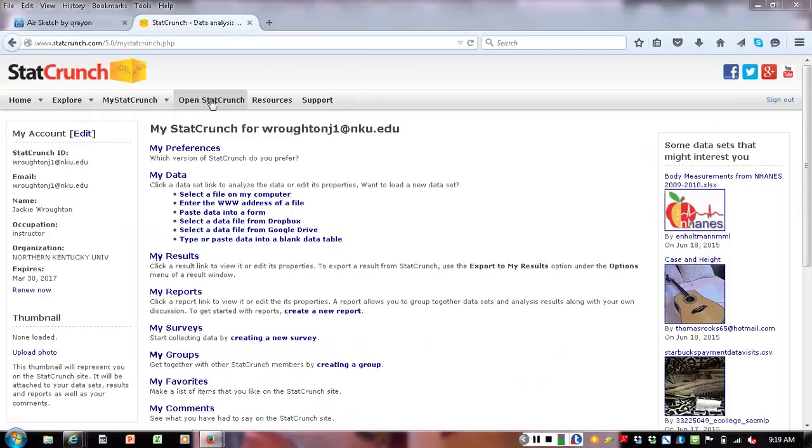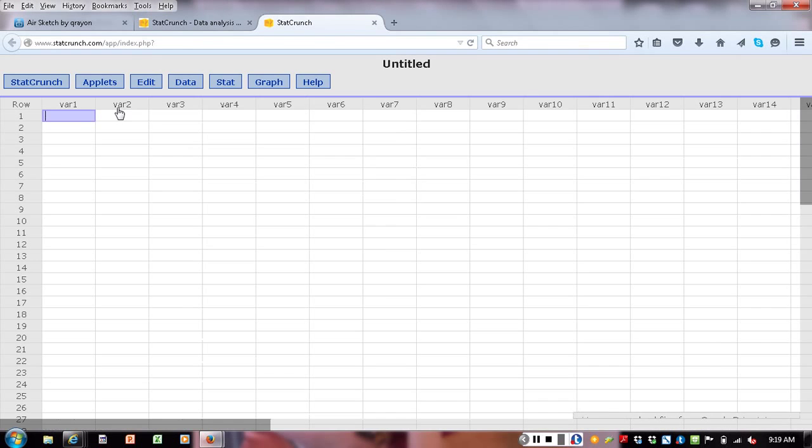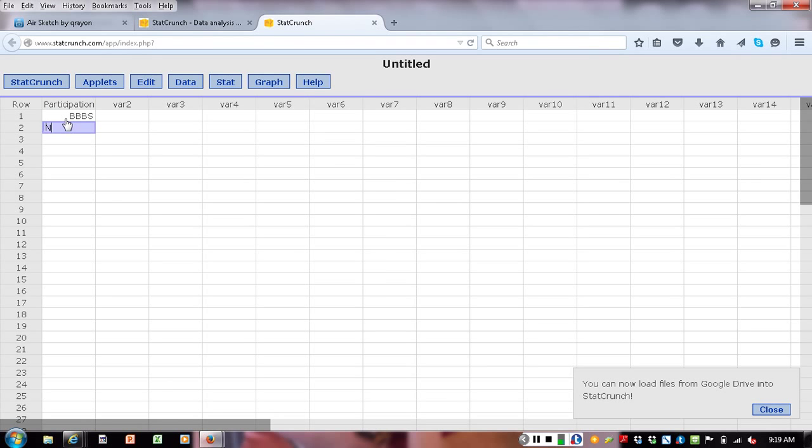So we're just going to bring up StatCrunch. I'm just going to open StatCrunch when I get here. I'm not going to load a data file this time. And my little participations. This is my Big Brothers Big Sisters, or no. Those with no college degree, a 2-year degree, a 4-year degree, or a graduate degree. And then I'm just going to enter my numbers.